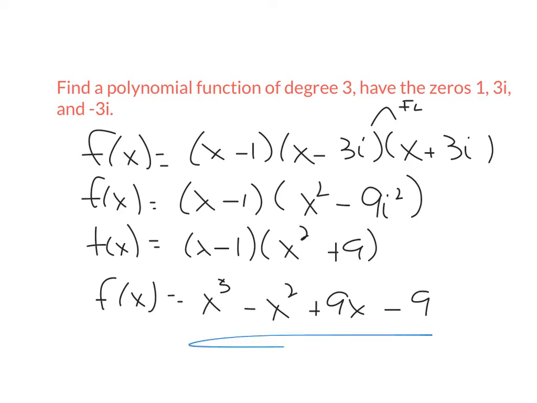And guys, that's it. So all we're doing here is they're going to give you zeros. You're going to write them as factors, because that's where the zeros come from. They come from making the factor 0. And just multiply all the factors out to get your function.